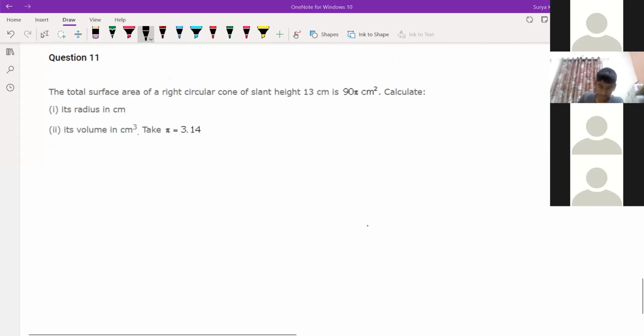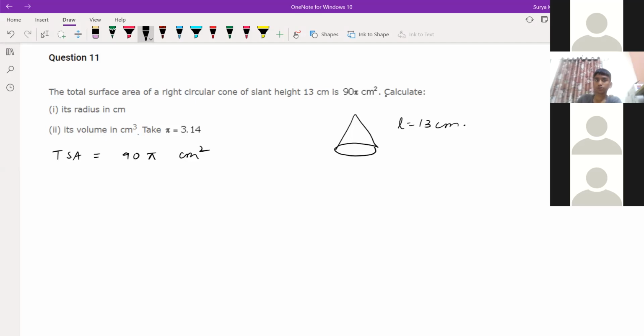Total surface area of a right circular cone with slant height. So this is your cone, in which you have L equals 13 centimeter, and your total surface area is given as 90 pi centimeter square. So the TSA formula is pi r L plus pi r square, that is pi r into L plus r. Pi r into L plus r is equal to 90 pi.